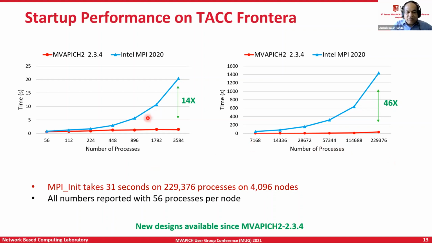These are some of the numbers with the enhancements we did in 2.3.4, and that is being carried forward. So here you can see, this is on the TACC Frontera. On 4,000 nodes with 230,000 processes, MPI_Init just takes 31 seconds. Within half a minute, we are able to finish the MPI_Init and get the job started. And compared to other MPIs, you can see there is a significant benefit for MVAPICH2.